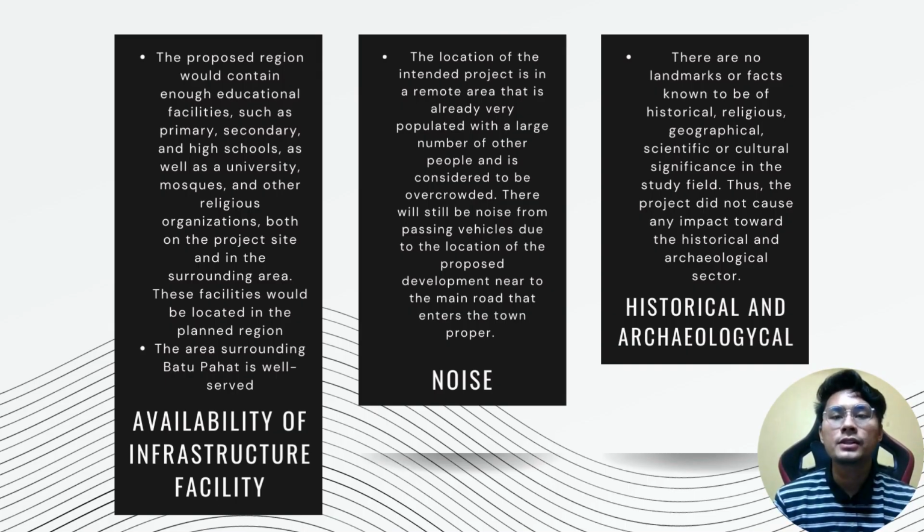Availability of infrastructure facilities. The location planned for new construction is already occupied by residential, industrial, and commercial establishments respectively. The proposed region would contain enough educational facilities such as primary, secondary, and high schools, as well as a university, mosque, and other religious organizations. The Simpang Kanan region was responsible for the installation of a three-phase national grid link, communication services, and pipe-borne water distribution as part of the region's shared infrastructure utilities.